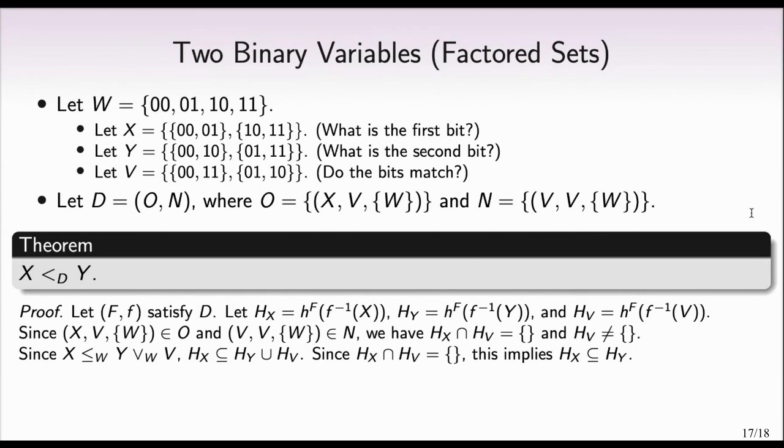Since X and V are orthogonal, we have that HX is disjoint from HV. I'm even going to call HX the history of X, even though I'm kind of cheating because there's an F inverse in there, but whatever. We'll call HX the history of X for the purpose of this talk and this proof. So because X and V are orthogonal, HX is disjoint from HV. And because V is not orthogonal to itself, HV is not empty.